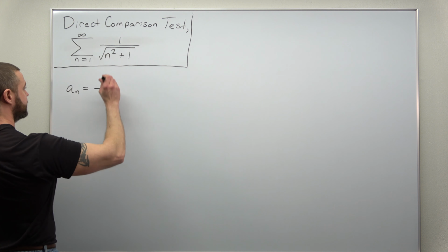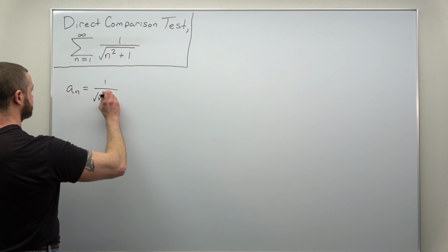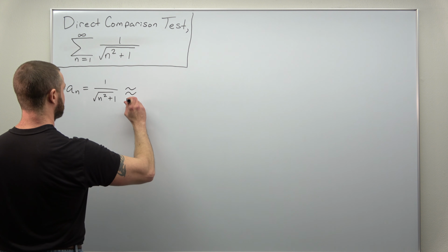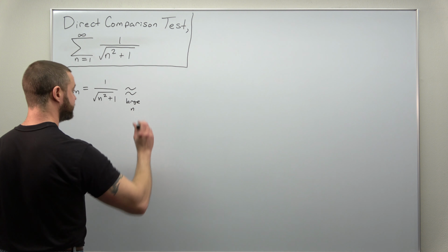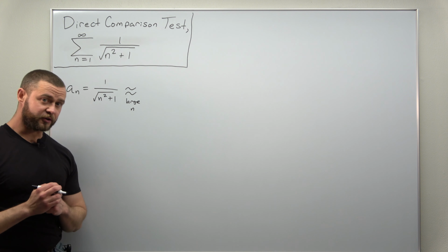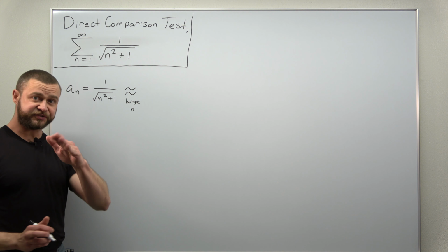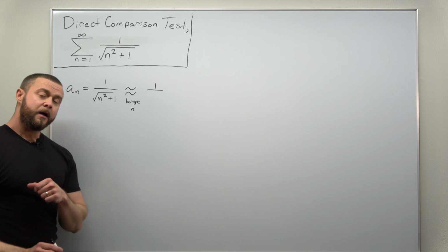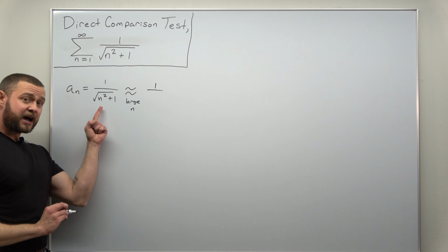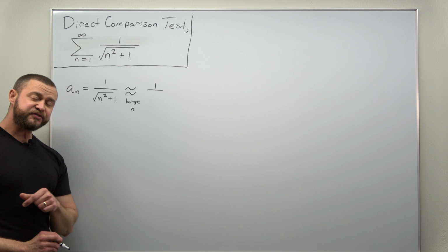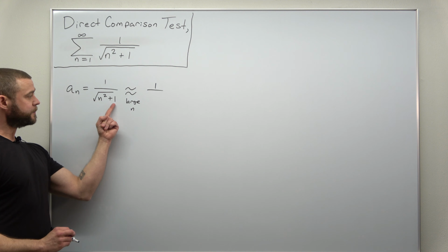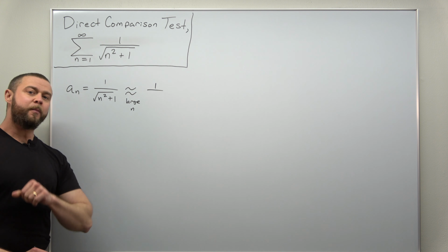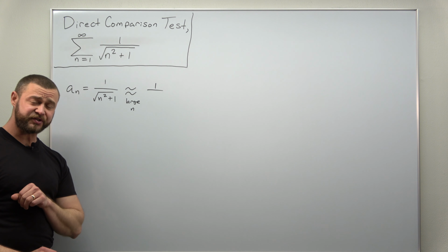So let's call the term here a sub n, and we're going to see what happens to that as the value of n becomes very large. Now the numerator is just staying constant as 1, so that's nice. And in the denominator, inside the square root, n squared is going to be much bigger than 1, and very quickly that additional plus 1 will be insignificant compared to n squared.